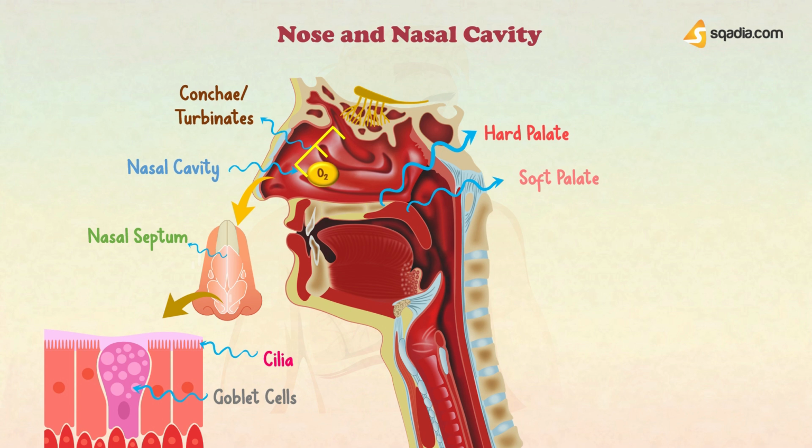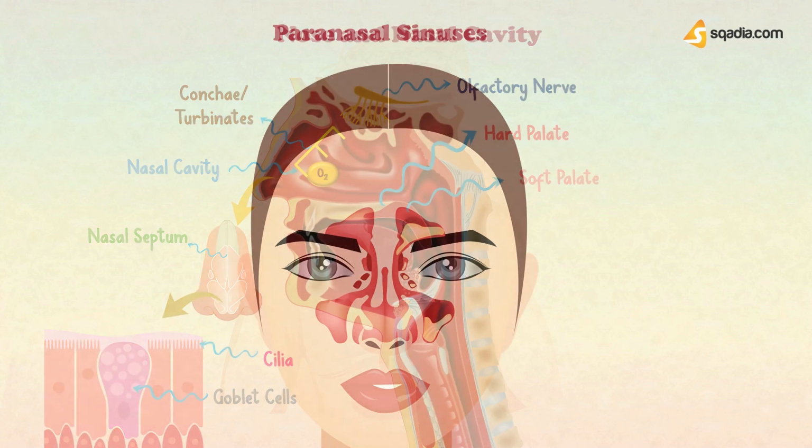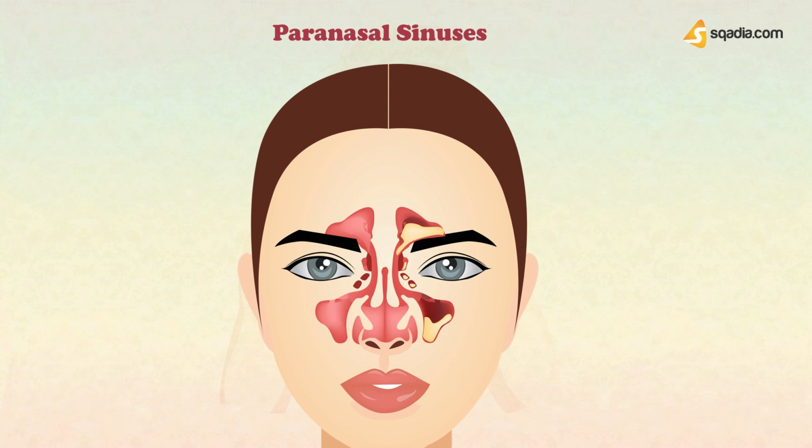Now, the branches of the olfactory nerve, that are probably the nerves responsible for the sense of smell, penetrate the upper nasal cavity here and lead to the brain. Also, the nasal cavity has some air-filled cavities present around it. These cavities are known as paranasal sinuses. To visualize all four of them, let's have a look at the anterior view of a human face.